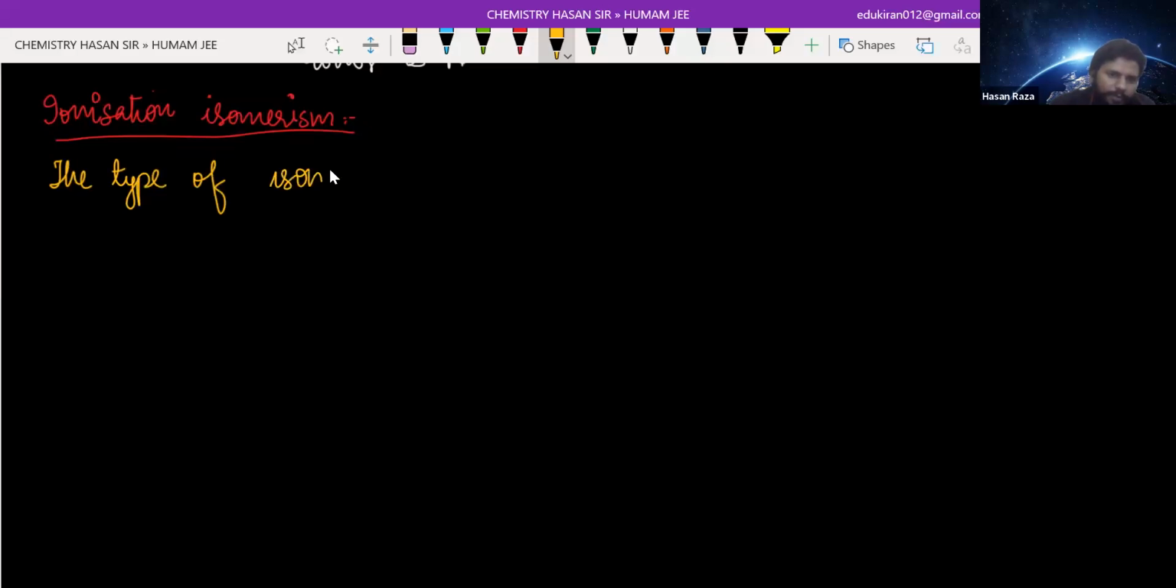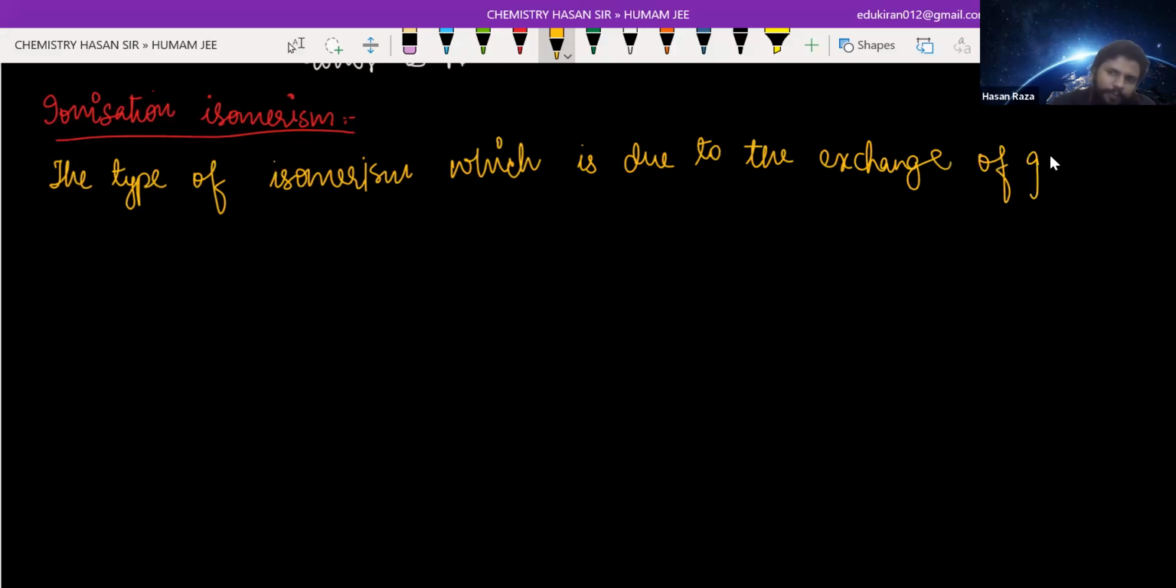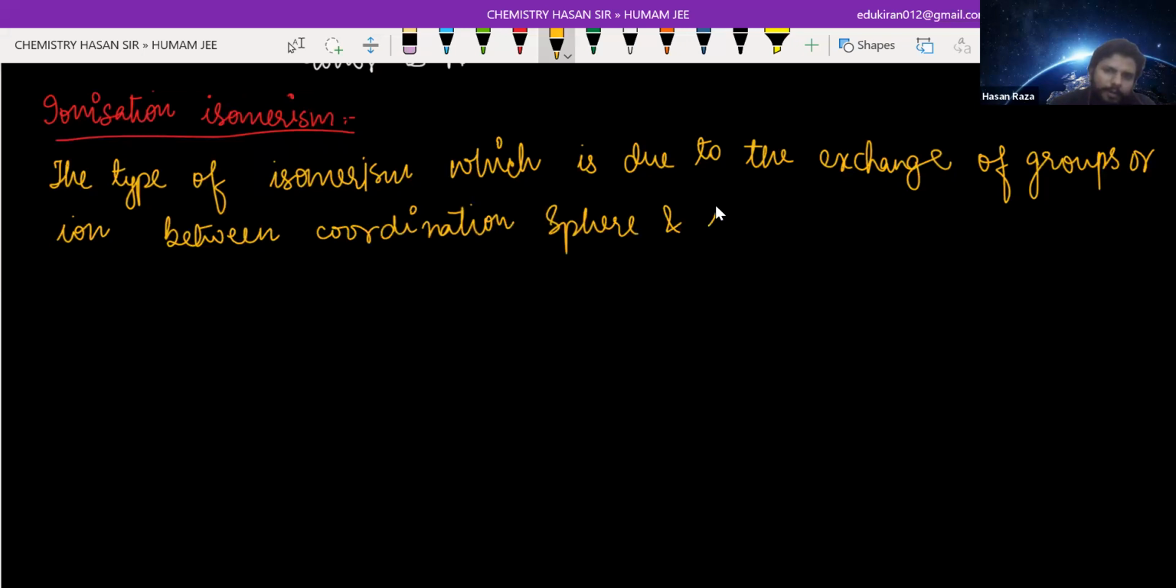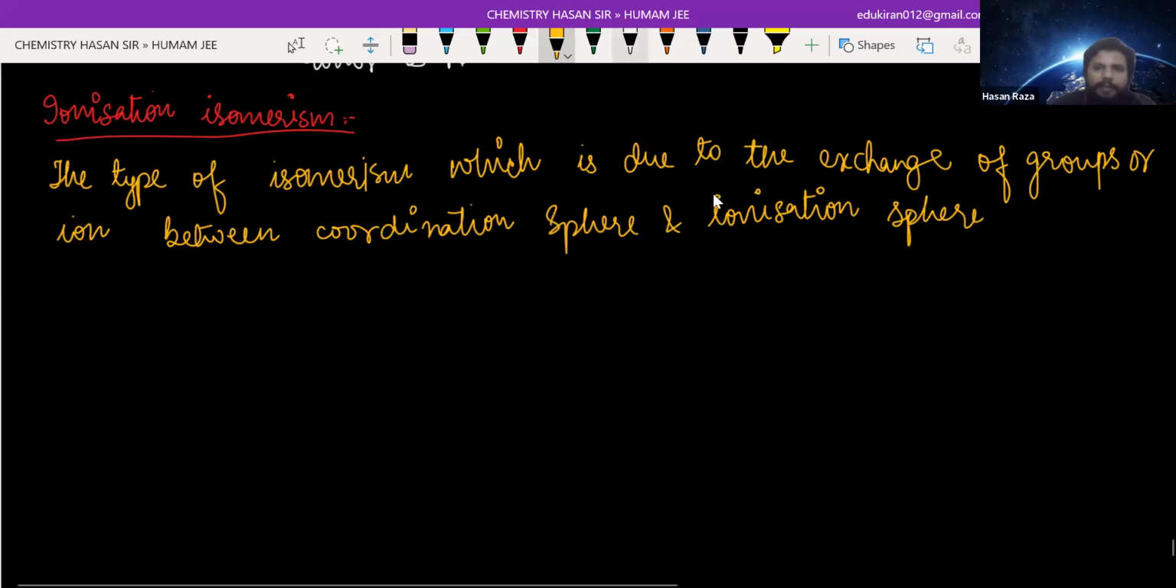The type of isomerism which is due to the exchange of groups or ions between the coordination sphere and the ionization sphere is called ionization isomerism.